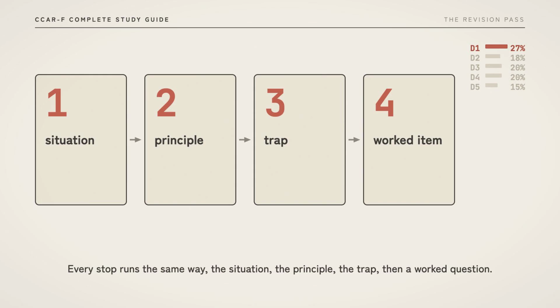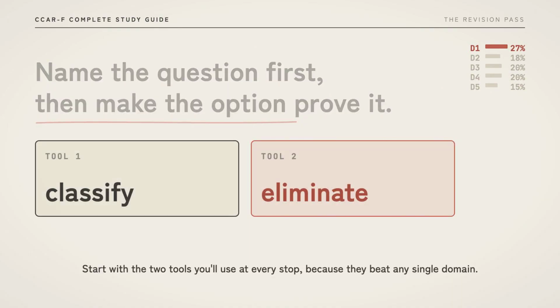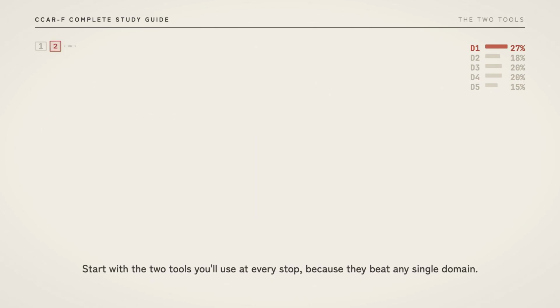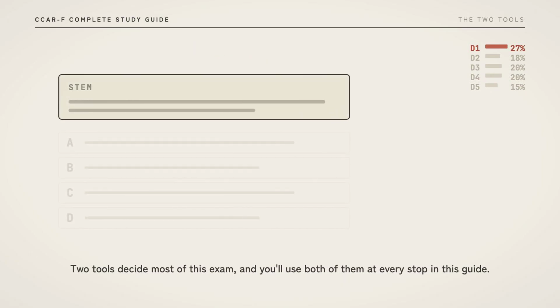Every stop runs the same way: the situation, the principle, the trap, then a worked question. Name the question first, then make the option prove it. Start with the 2 tools you'll use at every stop, because they beat any single domain. 2 tools decide most of this exam, and you'll use both of them at every stop in this guide.